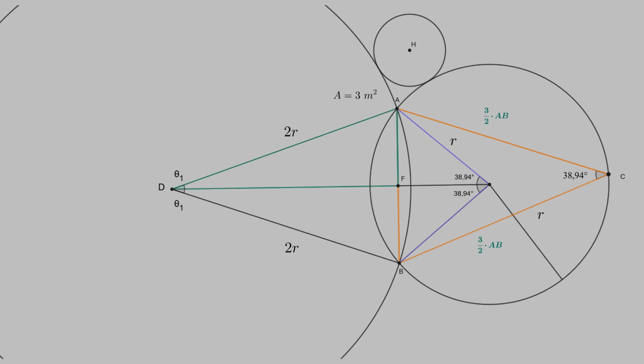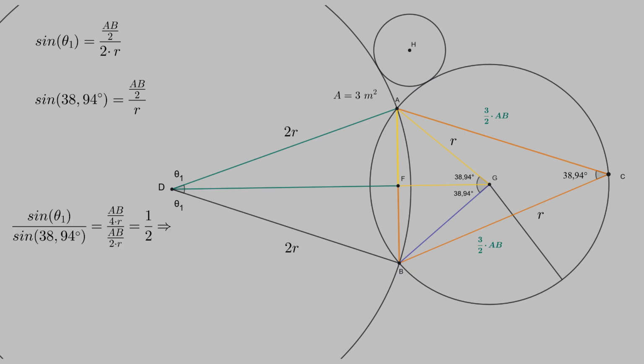We know from trigonometry that sine of theta 1 equals AB over 2 all over 2r. And from this triangle here, AGF, we have sine of 38.94 degrees equals AB over 2 all over r. So let's divide these two equations, and we get sine of theta 1 over sine of 38.94 degrees equals AB over 4r over AB over 2r. The ABs and the r's cancel out, and then all this equals 1/2.